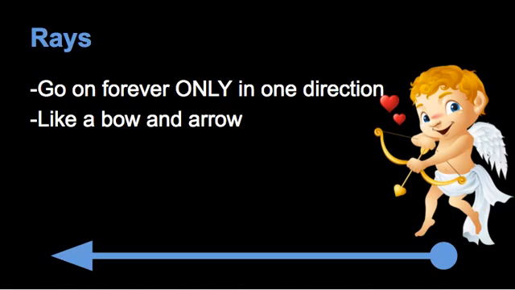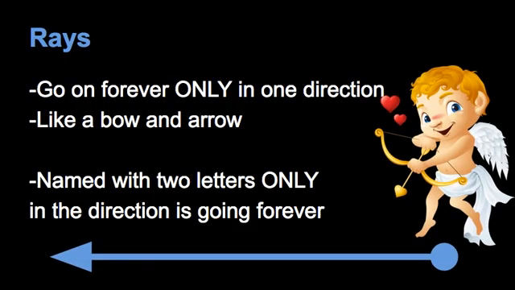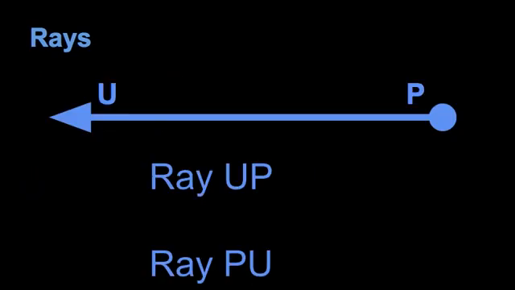Finally, let's talk about rays. Rays are kind of the oddball. They go on and on forever only in one direction, and I like to think of them like a bow and arrow. If you've ever seen a bow and arrow like Cupid shoots, he shoots it and it only goes one direction. It can't go the other direction at all. So rays are really important to think about when you're naming them, because you have to name it going in the direction that it's going forever.